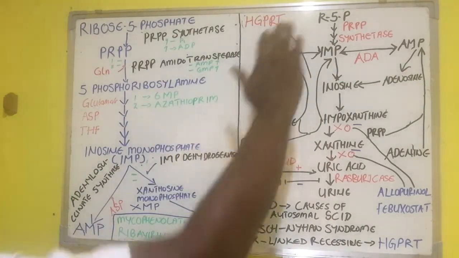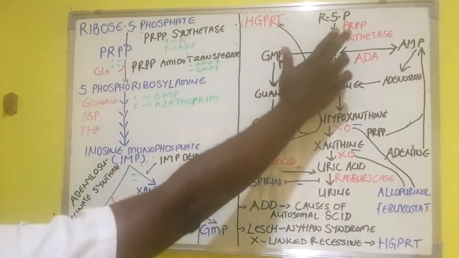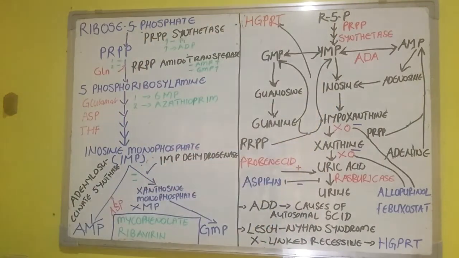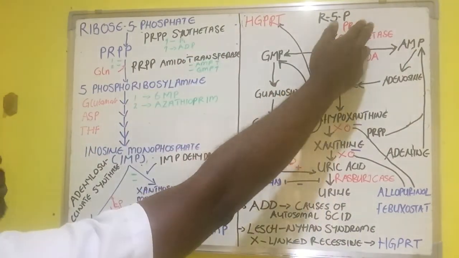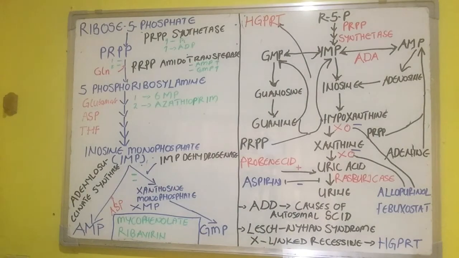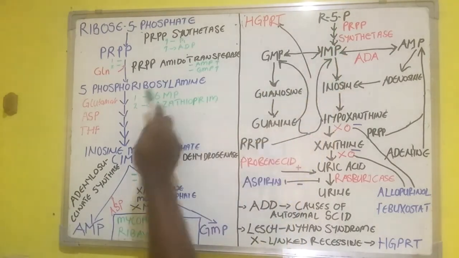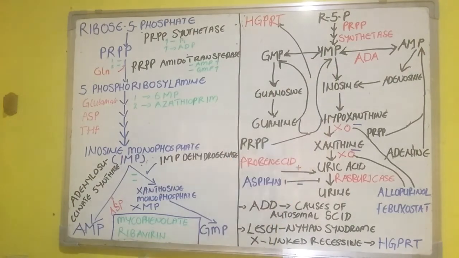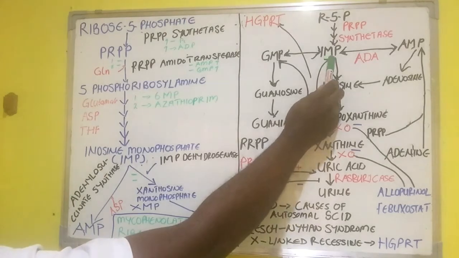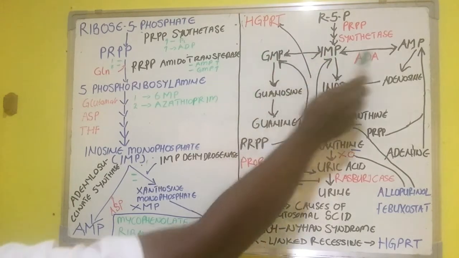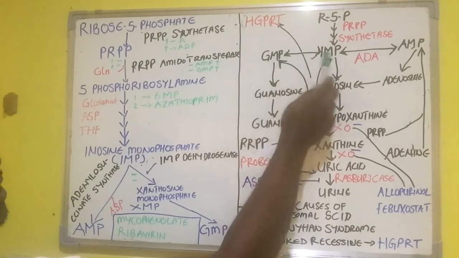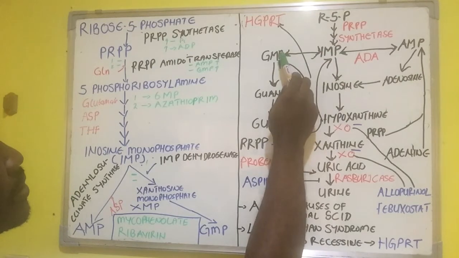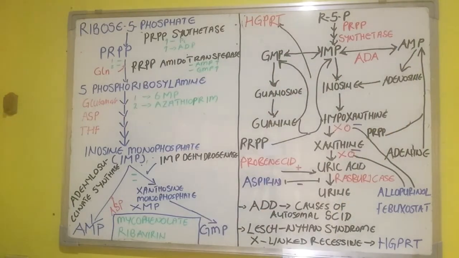Now, for this salvage pathway, it begins with ribose 5-phosphate, which comes from the hexose monophosphate shunt. So ribose 5-phosphate is converted to IMP, just like what I said here, by PRPP synthetase. Then this IMP can be converted to either GMP or AMP. It's both ways.